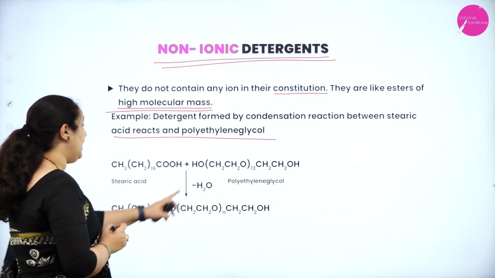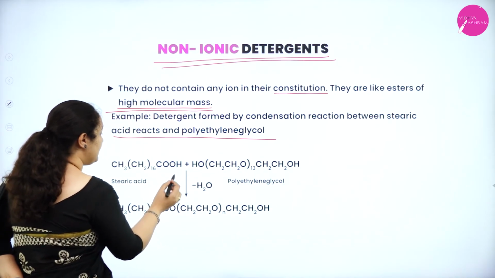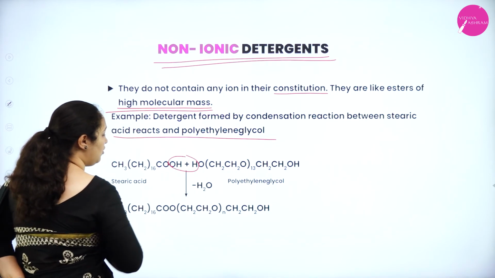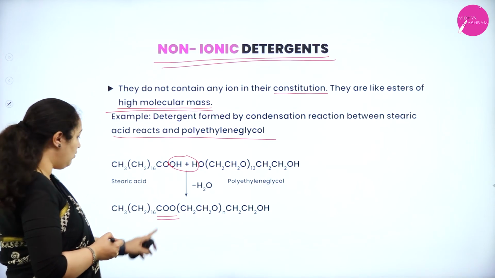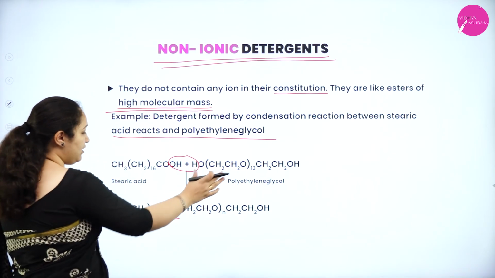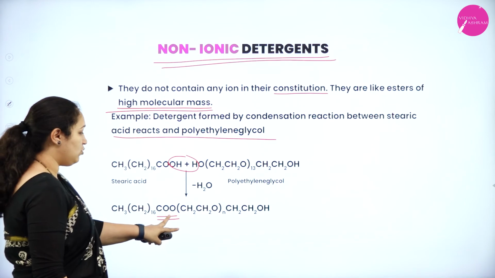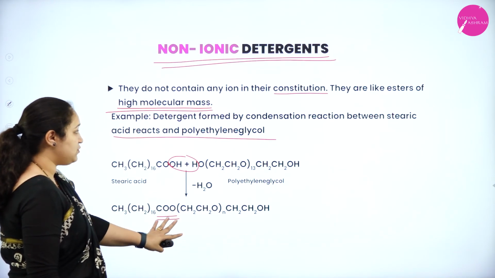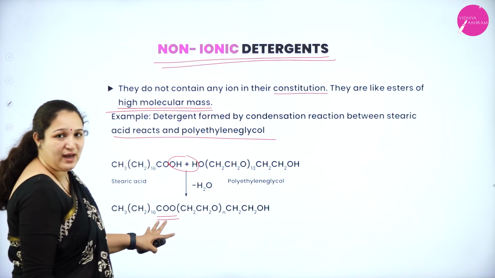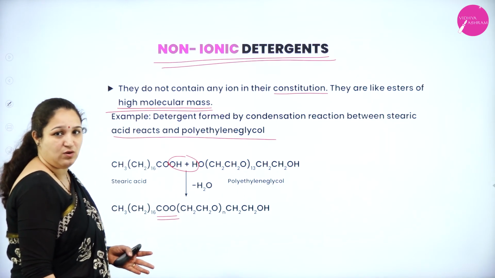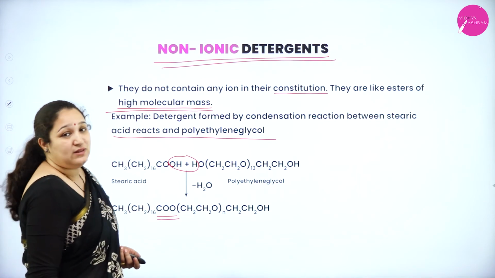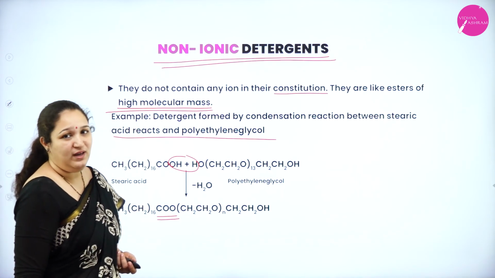What will happen here, you can see H2O is removed and an ester will be formed. A COO group is formed here. Rest all remains as it is. This one is called a non-ionic detergent. You do not have any ions here. They are just the esters. So these are non-ionic detergents.